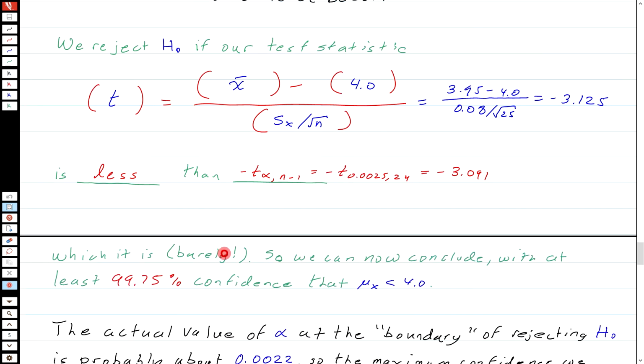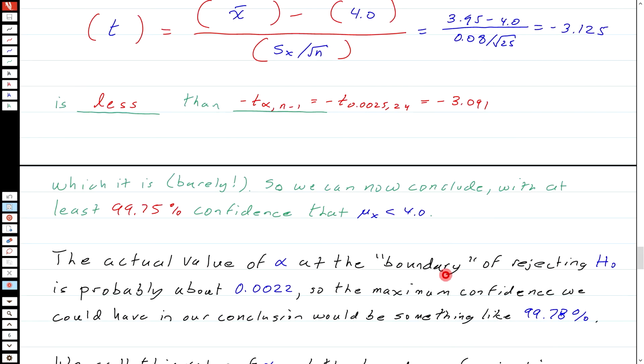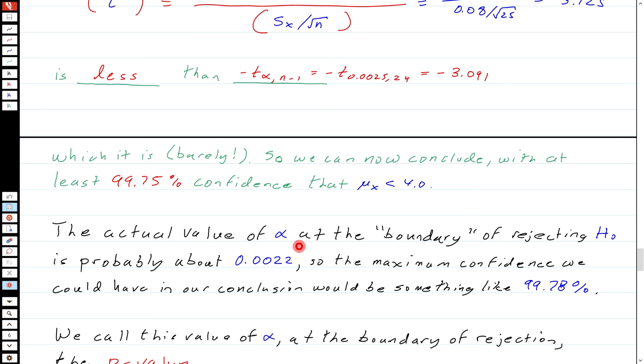We can now conclude with at least 99.75% confidence that mu x is less than 4. So we are basically very confident that the true mean is less than 4. The actual value of alpha at the boundary of rejecting H naught is probably about 0.0022, and I just guesstimated that. So the maximum confidence we could have in our conclusion would be something like 99.78%.